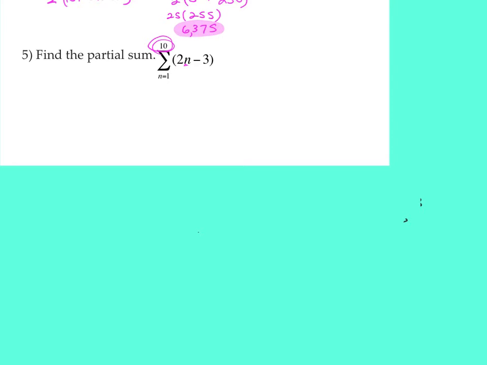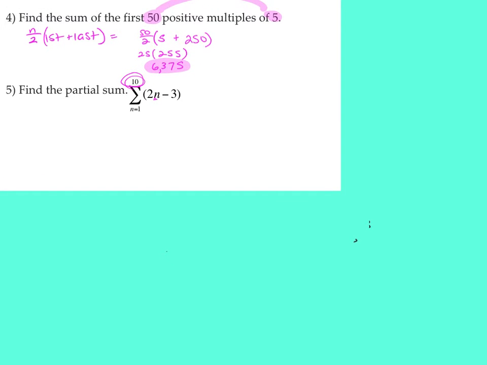So the number of terms is the top minus the bottom plus 1. If it's 1, it's super easy. But if it adjusts, if it's 0, obviously it goes up by 1. If it's 2, it goes down by 1. So just keep that in mind.